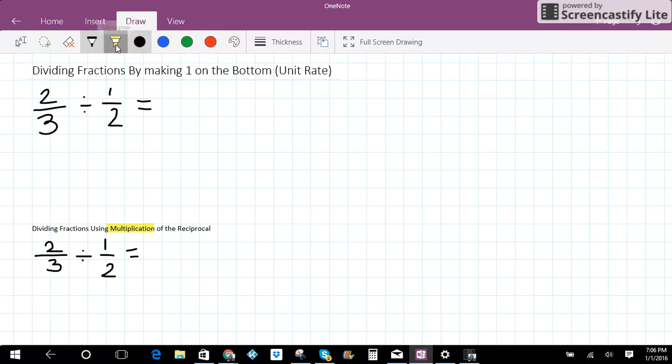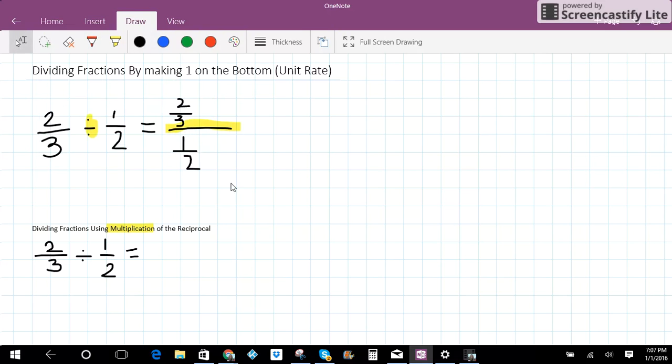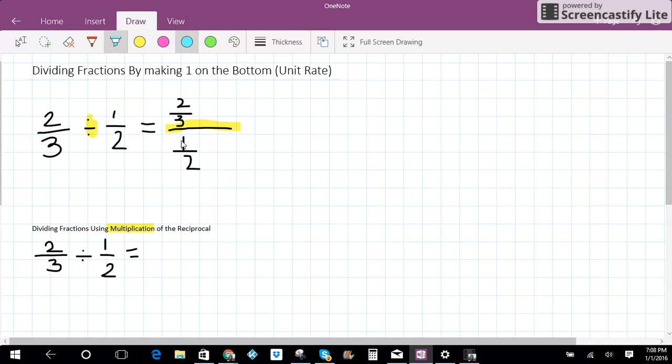So right now, I'm going to change the division symbol into a fraction bar. What that means is I need to record the 2/3 on the top, and 1/2 on the bottom. Now I'm going to think of how do I make 1/2. What's on the bottom is 1/2, but how do I make a 1 whole on the bottom to make it look like a unit rate?